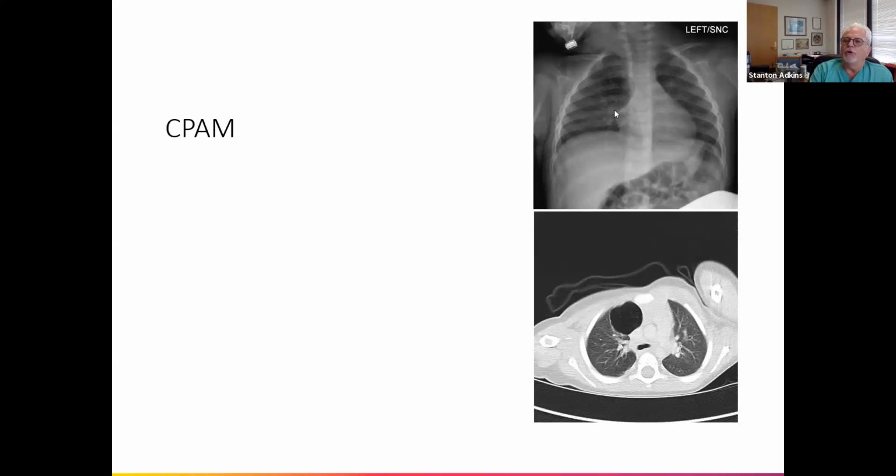So a chest X-ray may or may not show something at birth. In this situation, you see a well-outlined cyst, and you can see by the CAT scan that this is a relatively unilocular cyst, although if you look carefully, there can be some small septations within there. So this is the first type, the macrocystic, and those almost never cause problems, and you don't really have to worry about them.